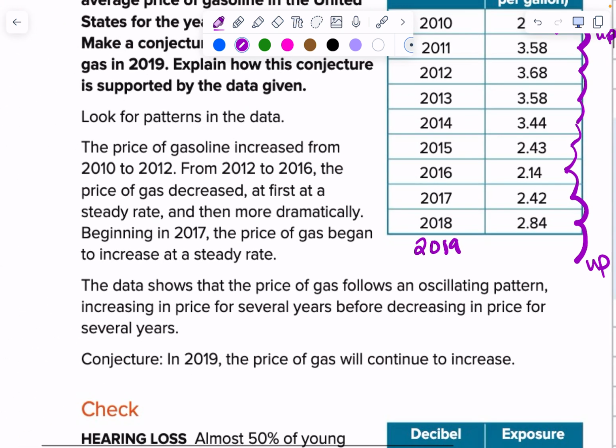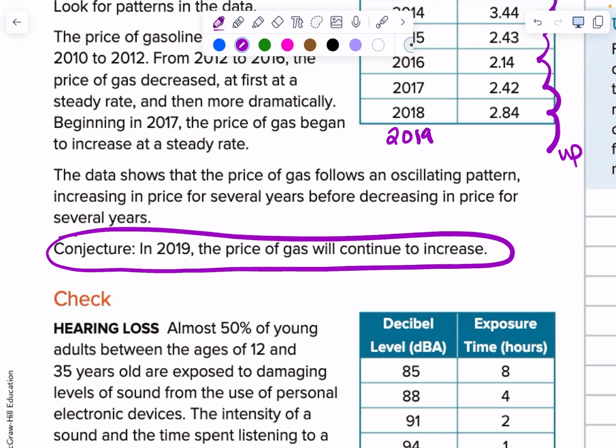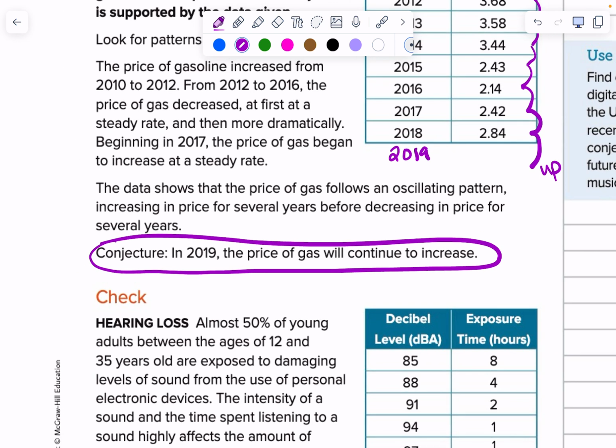So I'm going to say, as a conjecture, in 2019 the price of gas will continue to increase. Something of that nature. That's the pattern. I'm just using context clues to figure out logic reasonably. Let's just be reasonable about this. We're making conclusions. I'm going to guess that it's probably going to increase.